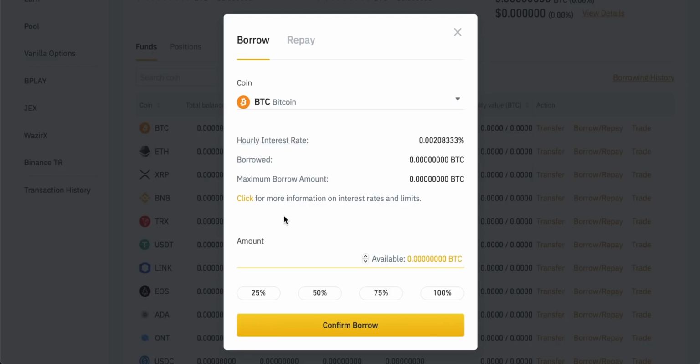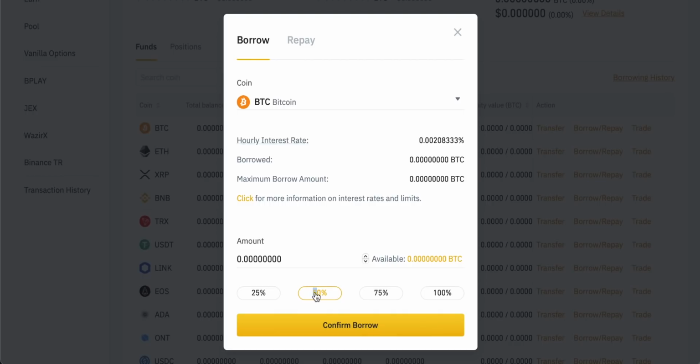So right down here, you can see that the amount we have available is none. Now you can go and deposit some Bitcoin in, and let's say you had $1,000 of Bitcoin, you can then borrow against that amount. So 25%, 50% of the Bitcoin you have on account, you can go and confirm the borrow, and then you'll get extra assets in your account.